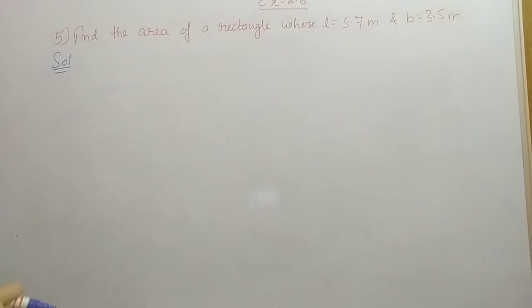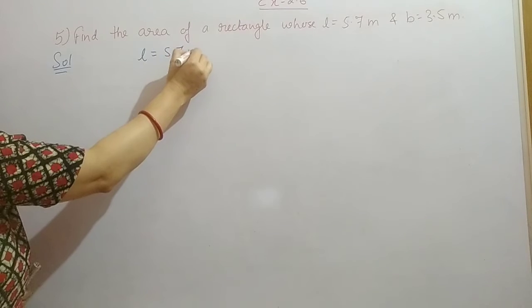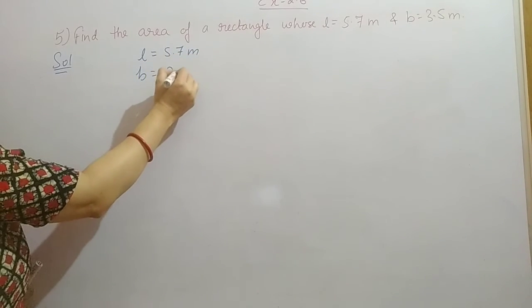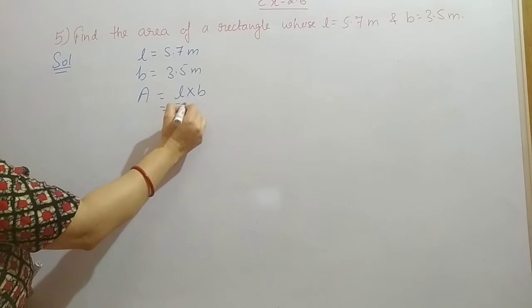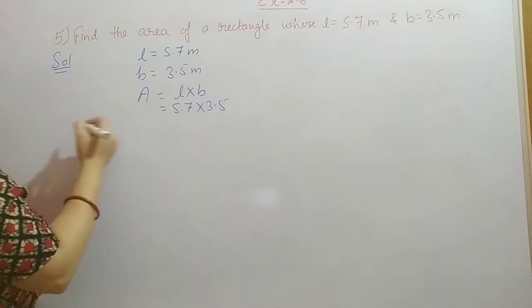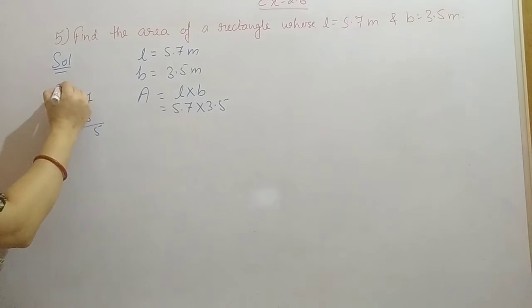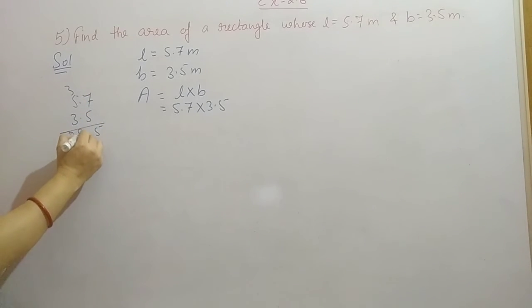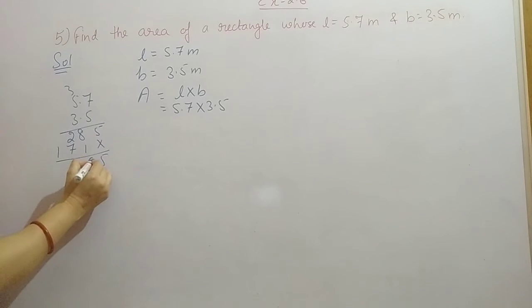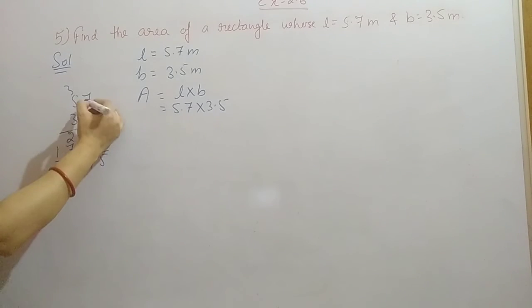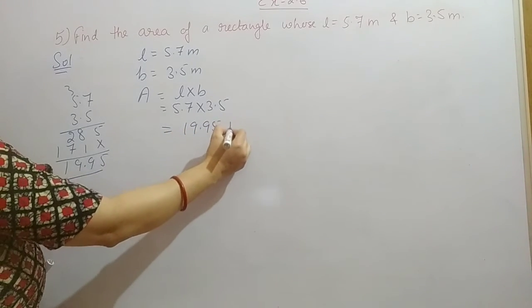Question number 5. Find the area of a rectangle whose length and breadth is given. Length is given here 5.7 meter and breadth is given 3.5 meter. And we know area is equal to length into breadth. 5.7 into 3.5, so you have to multiply. 7 5 35, 3 carry over, 25 and 3 28, 21 2 15 70. And 2 decimals are there, 1 is here, 1 is here. So 19.95 meter square.